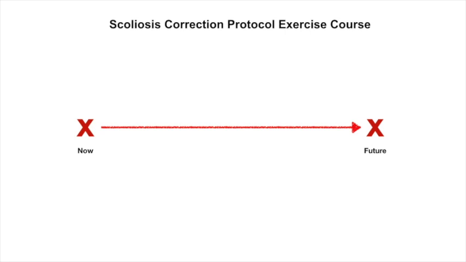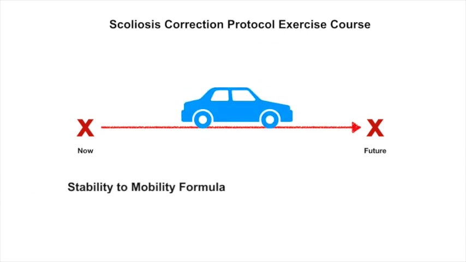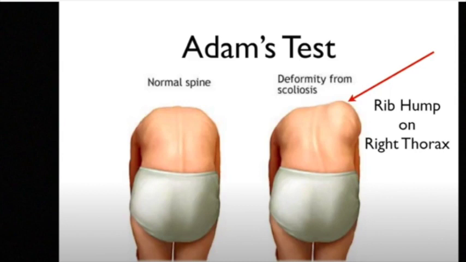Now, the vehicle or the driving force within the program is the mobility to stability formula. That is the method that I use to take you from where you are now to where you want to be. Now, the first part of that is to figure out what type of curve you have. And I actually showed you how to do that in video 2 of the series. So again, if you haven't watched that, please do so at the end and you'll find out how to do the Adams test.